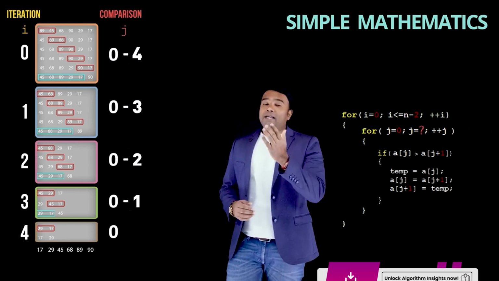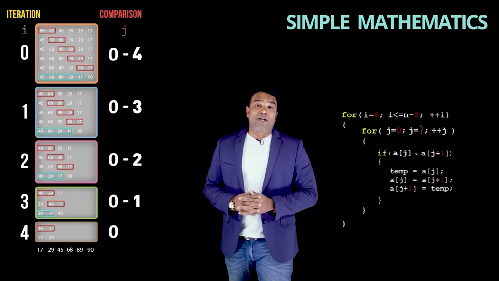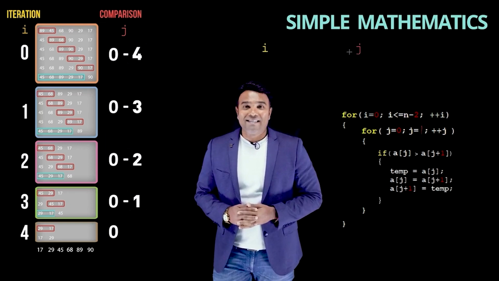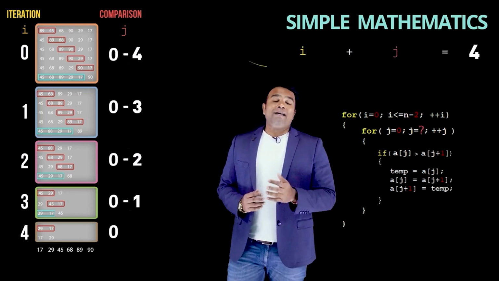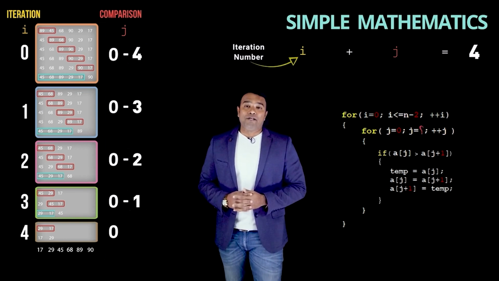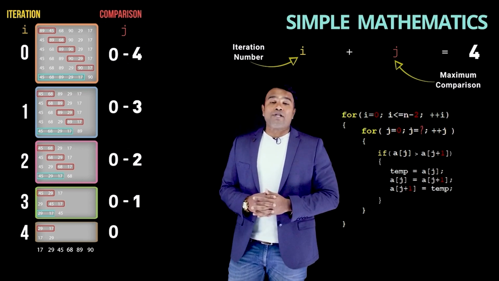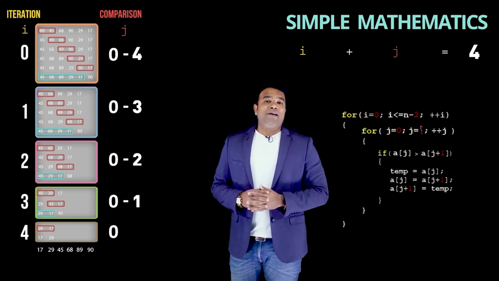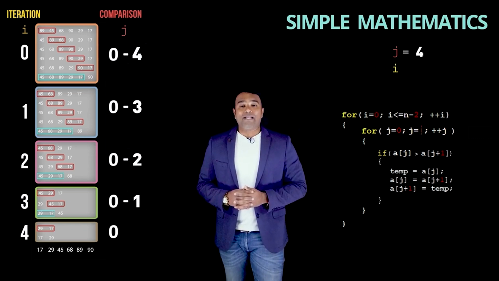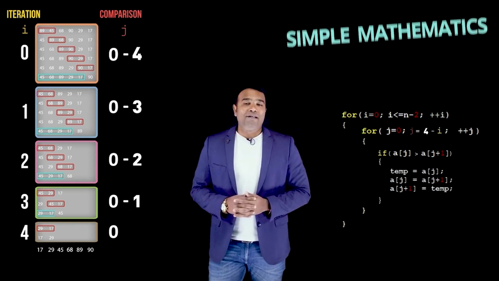To shape yourself as a good programmer, some basic mathematics is all that is really needed. So whatever you have noticed here, I can always express it in the form of programming code like this. Yes, i plus j happens to be 4. After all, i represents the iteration number and j represents the comparison. In other words, when you add the iteration number to the upper limit of the number of comparisons, it sums up to 4. And in other words, the j value happens to be 4 minus i. And that is what I would be replacing here.